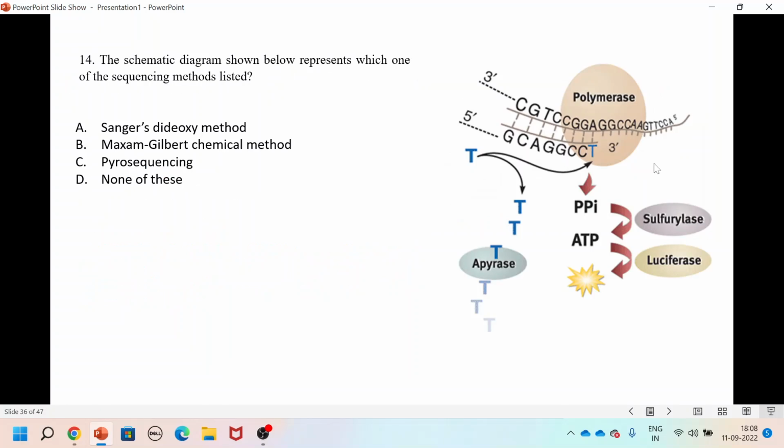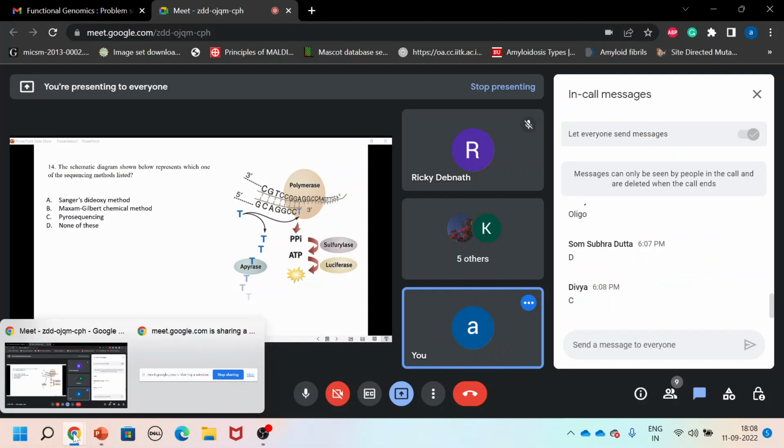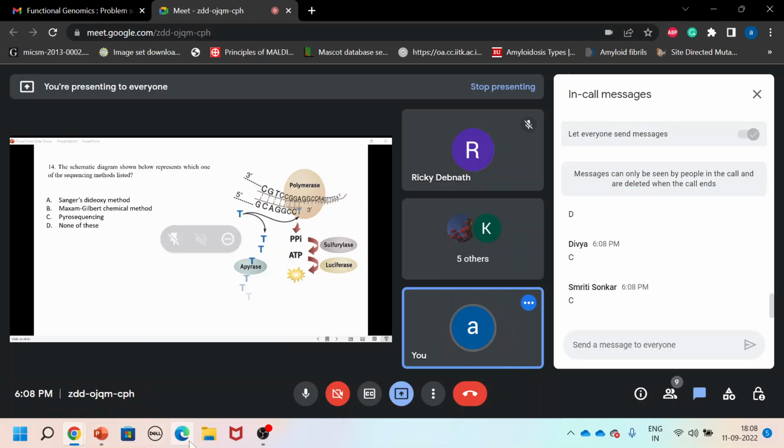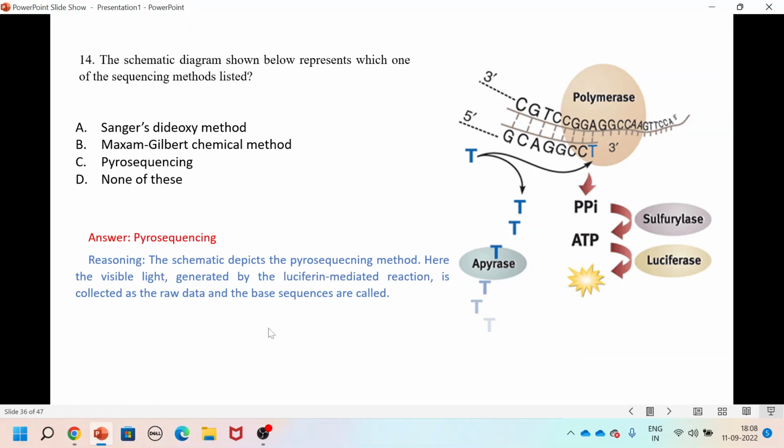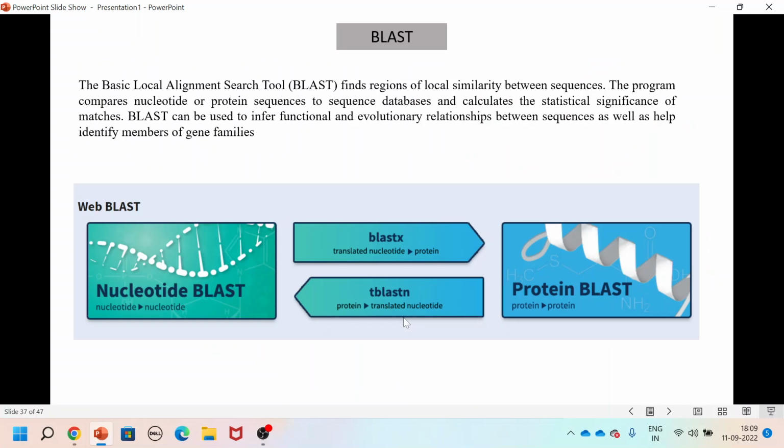Okay. The next question is, the schematic diagram shown below represents which one of the sequencing methods listed? First is Sanger dideoxy method. Second is Maxam Gilbert sequencing chemical method. Third is pyrosequencing, and fourth is none of these. This is very easy. So it is clearly pyrosequencing. The schematic here represents the pyrosequencing method, where the visible light generated by the luciferin mediated reaction is collected as the raw data and the base sequences are analyzed.